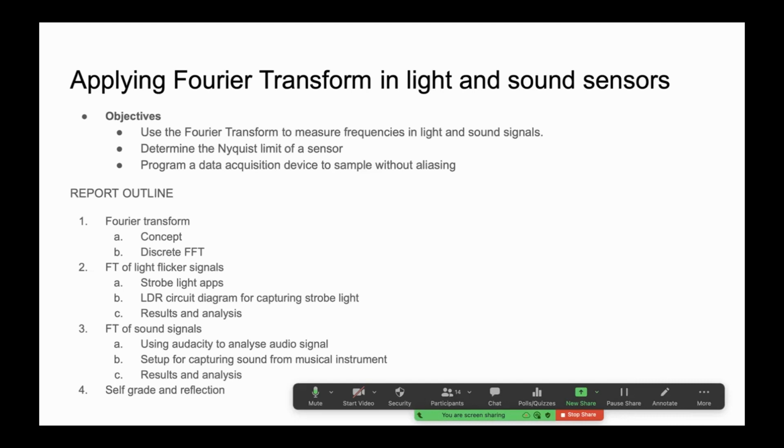So we will use the Fourier transform. So ito yung second experiment report. You apply Fourier transform in light and sound sensors to measure frequencies in light and sound signal. So first, determine the Nyquist limit of a sensor. You program a data acquisition device to sample without processing. So for Fourier transforms, write about the concept and tell how the discrete Fourier transform is used and programmed.